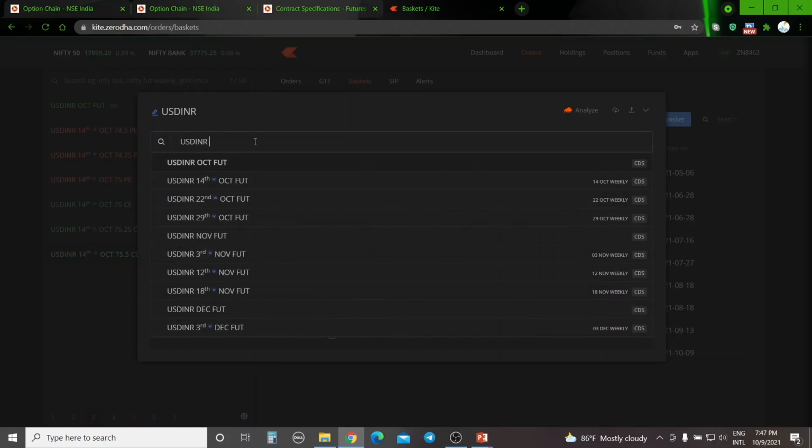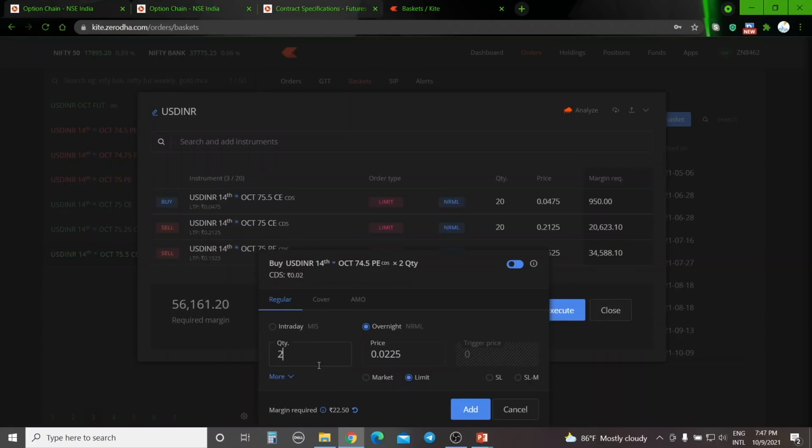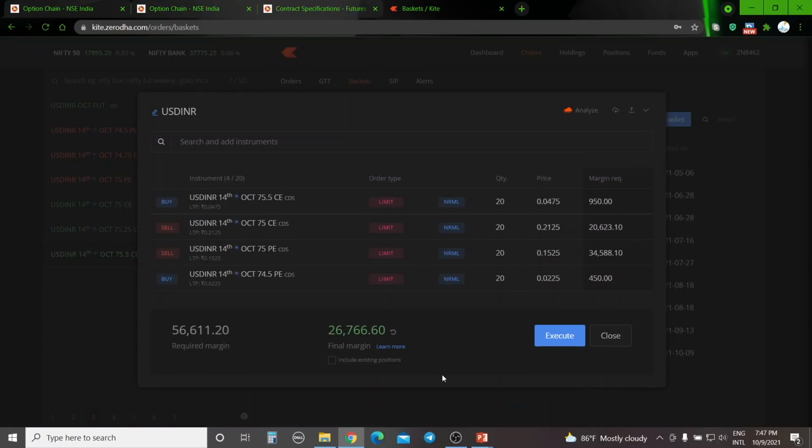First we buy this, then we are going to buy 74.5. So USD INR weekly PE 74.5, 20 quantity. This is trading at around 2.225. Add. See the margin benefit. The moment you do that, you get a huge margin benefit. For doing all these, you are going to pay only about 26,766, about 27,000 rupees. For 27,000 rupees, what is your gain?